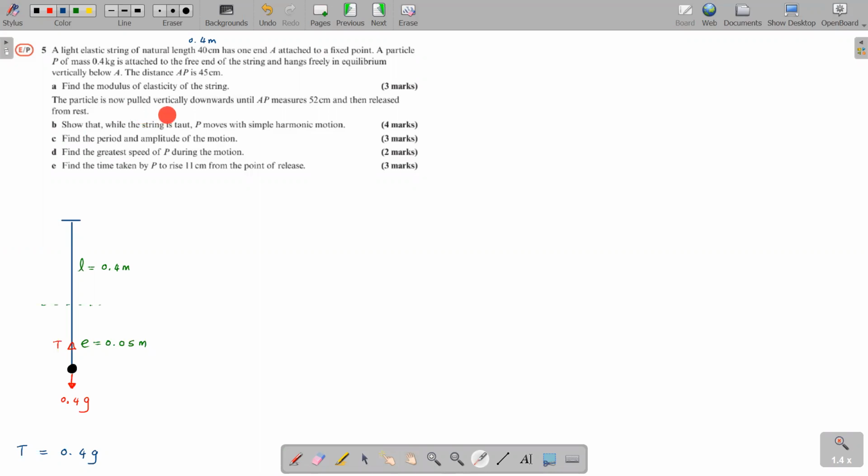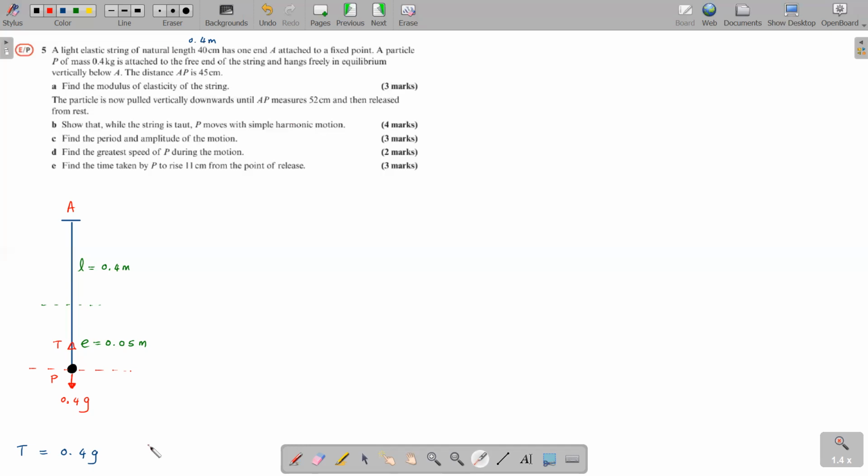Okay, so moving on to next part. The particle is now pulled vertically downwards until AP measures 52 centimeters and then released from rest. So guys, what's happening now? Currently at the equilibrium position, this is 45 centimeters, right? So what are they saying? The particle is pulled downwards until AP, so this is point A, this is P, until AP measures 52. So how much are we actually pulling this? From 45 to 52, we are pulling 7 centimeters.